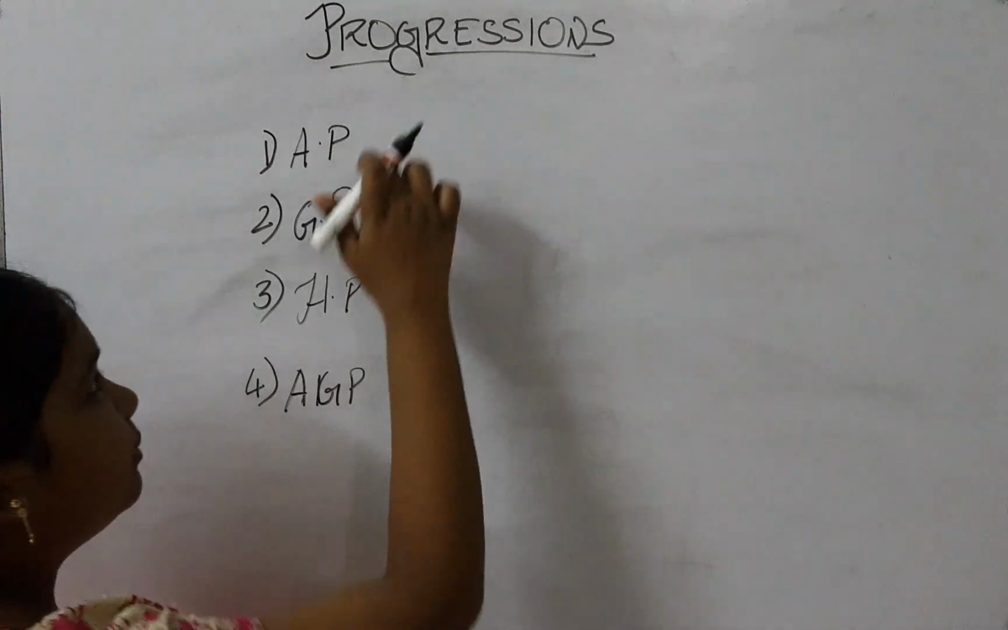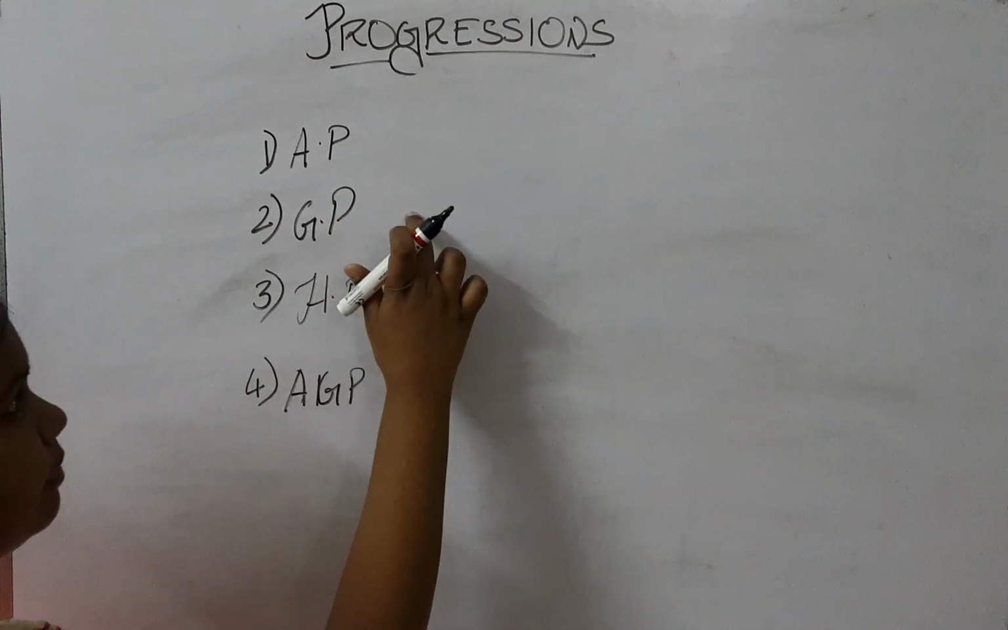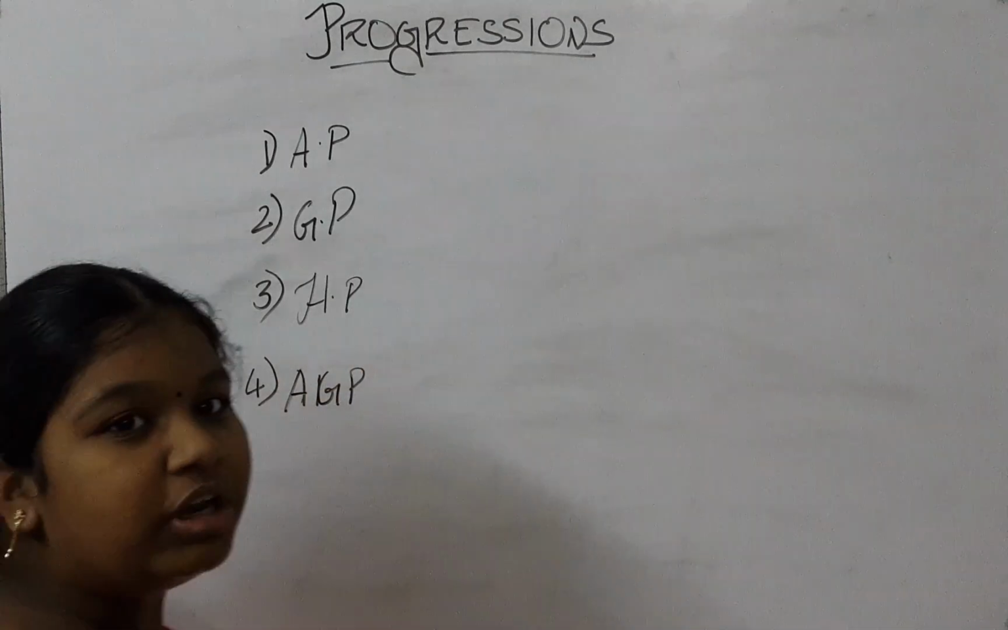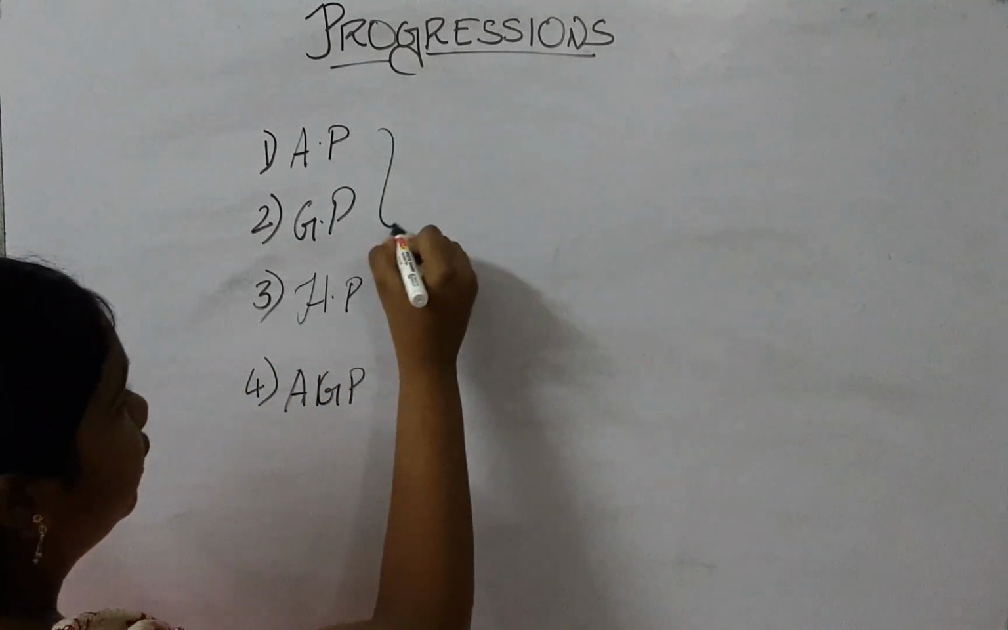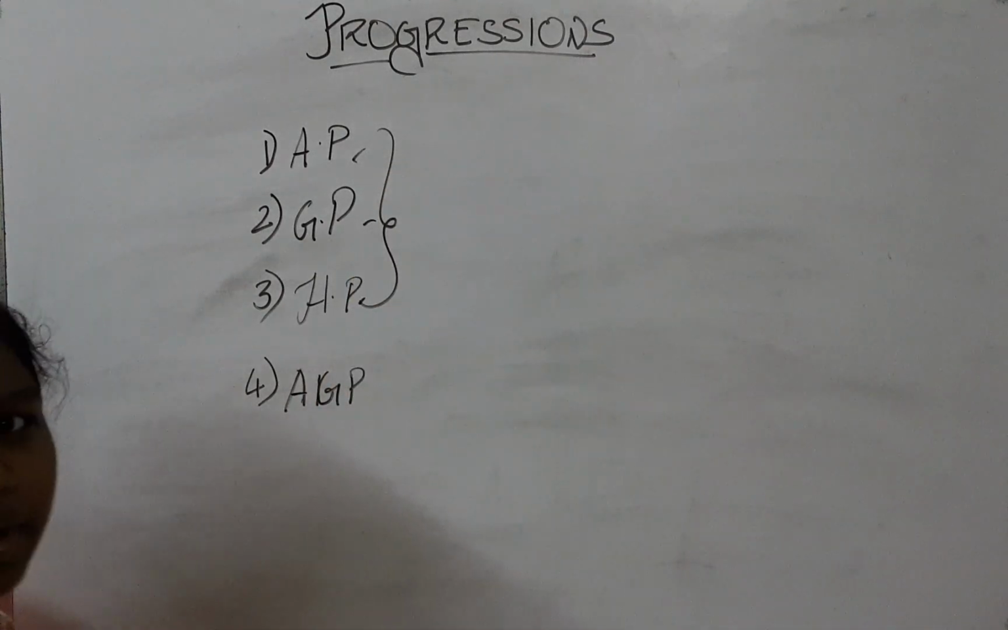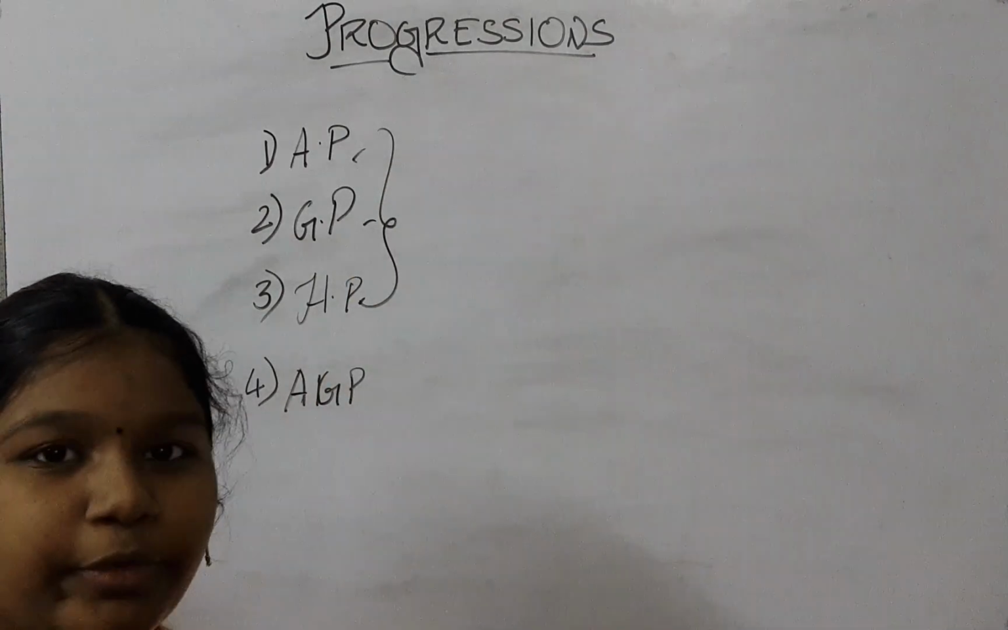Only the first one, arithmetic progression, second one, geometric progression, third one, harmonic progression. Only these three, AP, GP, HP, are very important. Now I am going to tell AP.